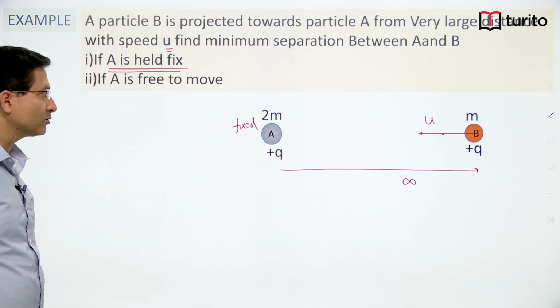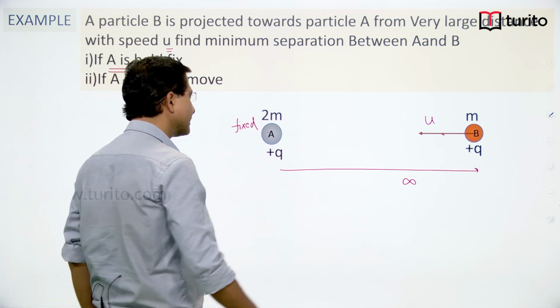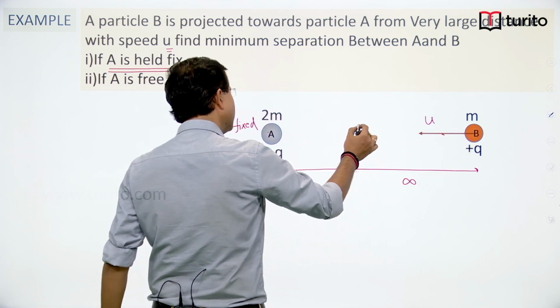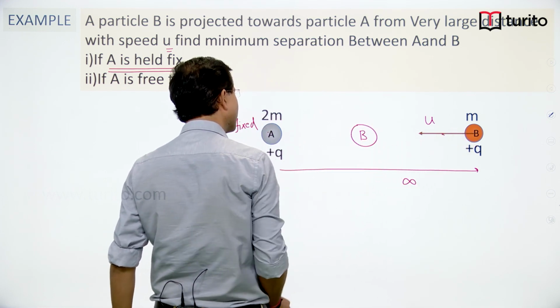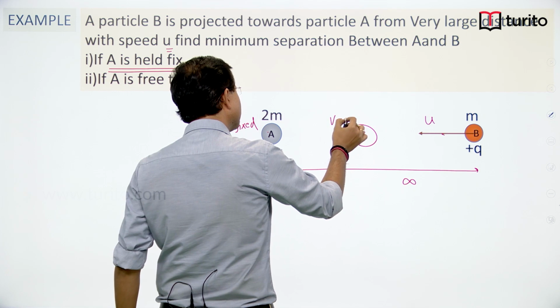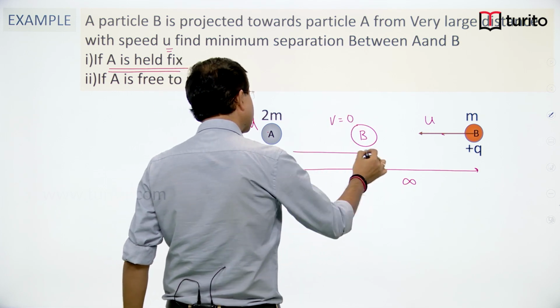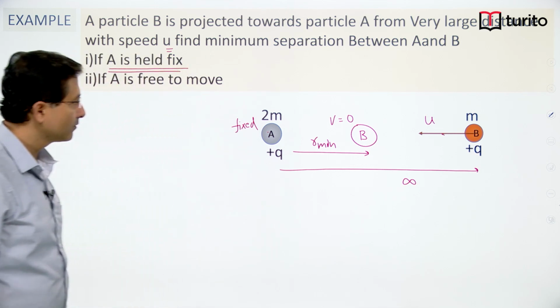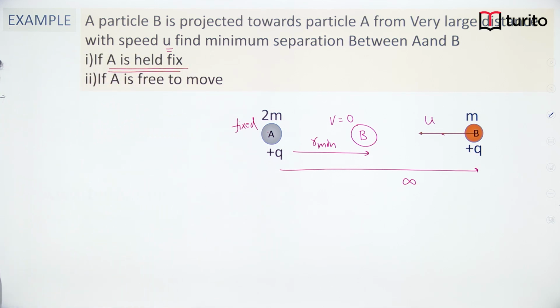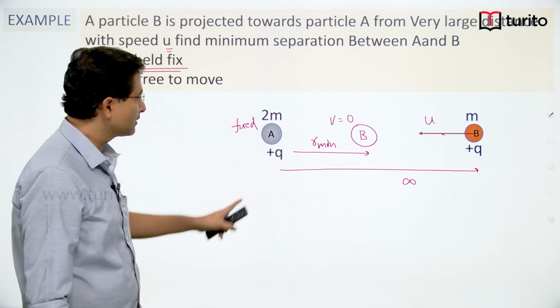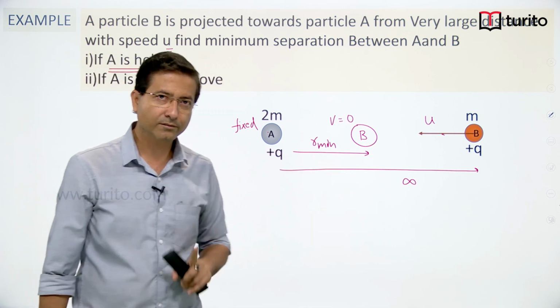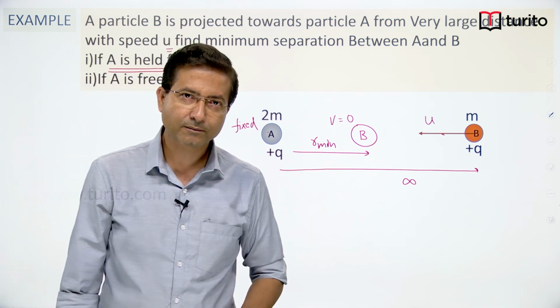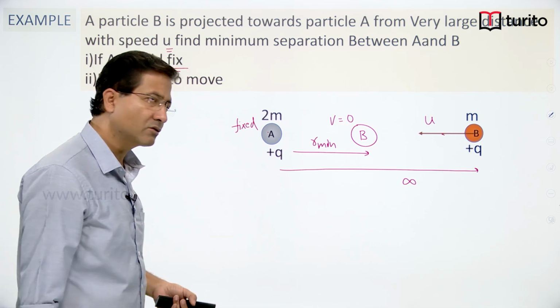Over here, and how many unknowns? When this particle B gets to this point, at that moment its velocity will be 0, right, and say this separation at that moment is R min. So the number of unknowns is this R min, only one unknown. So we require only one equation. You can solve this problem by Newton's law also.